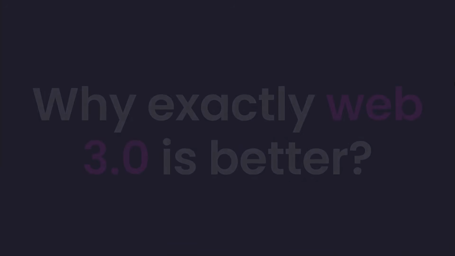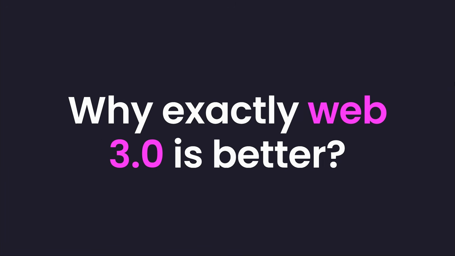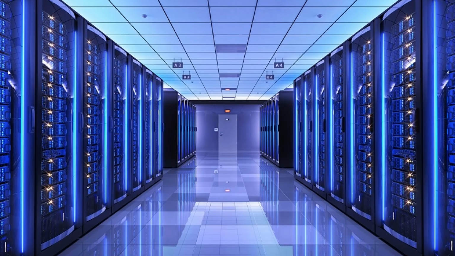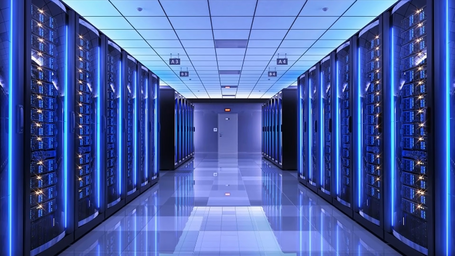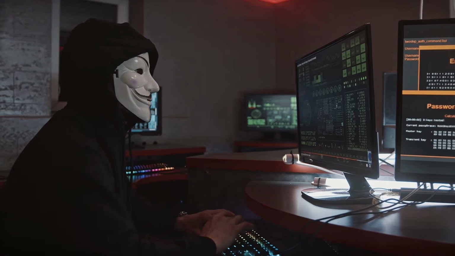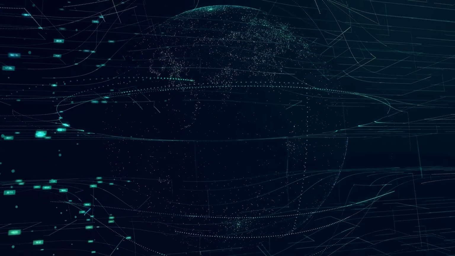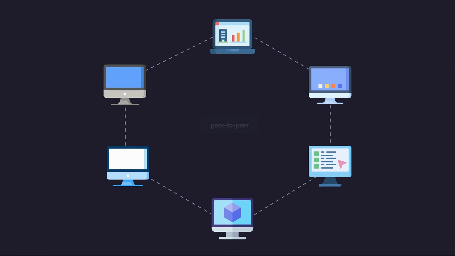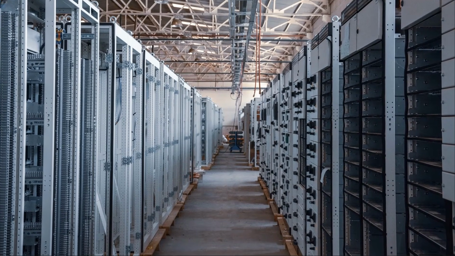So why exactly is Web 3 better? The centralized internet relies on servers that can go down at any time or can be hacked, whereas a decentralized internet relies on a peer-to-peer network built by a community of users. Their interconnected devices host the internet rather than depending on a group of centralized, high-powered users.